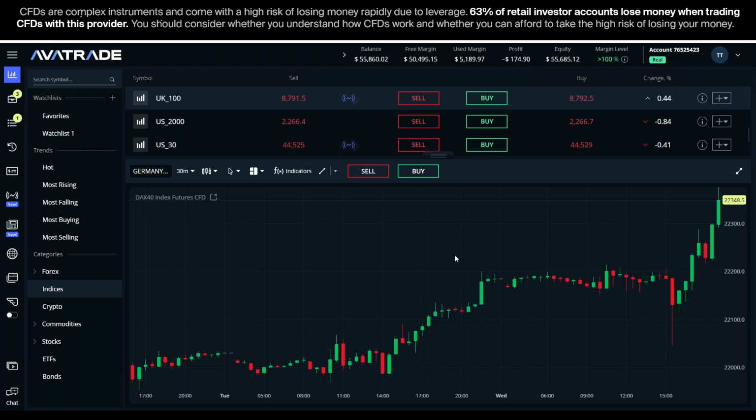All right, everybody, I think this is a good place to stop. Strong technical buy signals showing themselves right now in the DAX and the UK 100. Maybe some sell signals on the US markets.